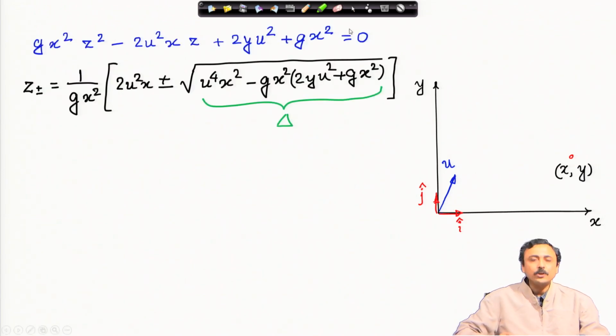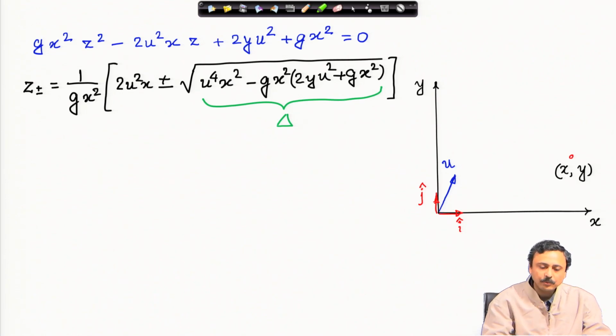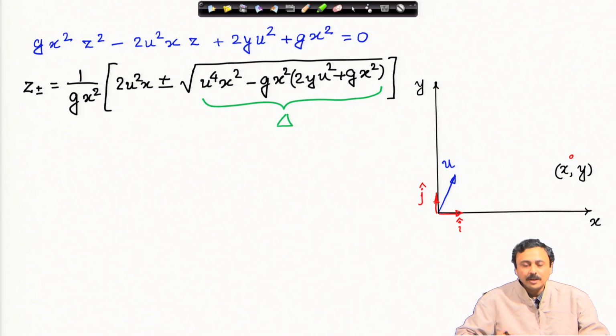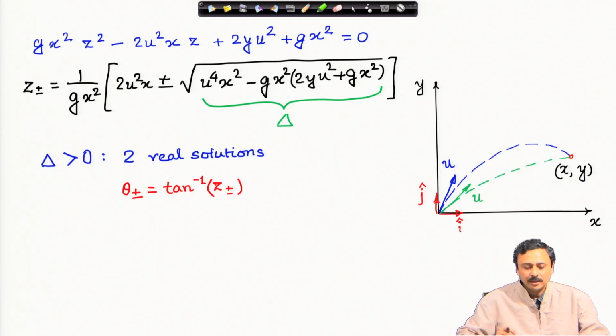Then this quadratic equation has a solution of this type. You know how to solve the quadratic equation. Now, here is the discriminant delta. Depending on the value of delta, you will have solutions, as you know. If delta is greater than 0, there are two real solutions, as I have shown you here. You can reach that x, y by two paths, that means launching at two angles.